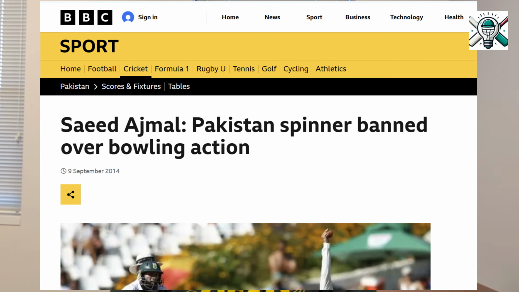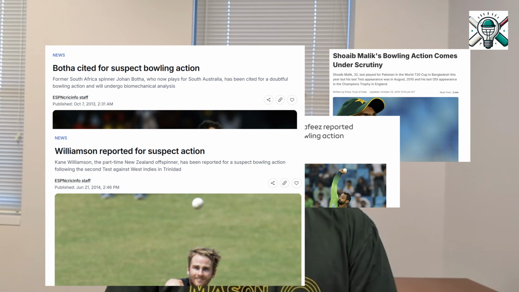Another reason that might play a role was that, while adding a few variations to their armory, a few off spinners got banned due to suspected bowling actions. Notable names are Saeed Ajmal, who ruled the scene but got a suspected bowling action and was banned in 2014 and could never make a comeback. Players like Shoaib Malik, Mohammad Hafeez, Johan Botha, Kane Williamson had suspected bowling actions from time to time and got banned or barred from using specific bowling actions or types. In fact, Ravichandran Ashwin was occasionally questioned for suspected bowling actions.